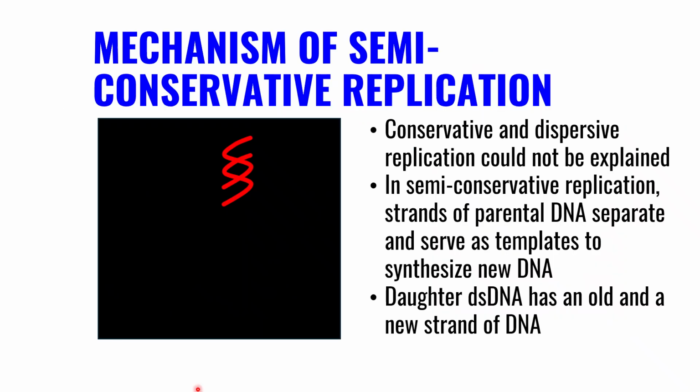The conservative and dispersive replication could not be explained by a convincing mechanism. However, semi-conservative mode of replication was explained by Watson and Crick. According to them, the parental DNA strands separate and they serve as template to synthesize new strand of DNA. Therefore, daughter double-stranded DNA has an old and a new strand of DNA.